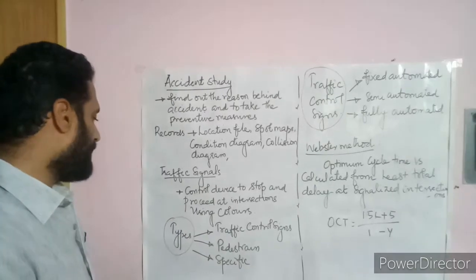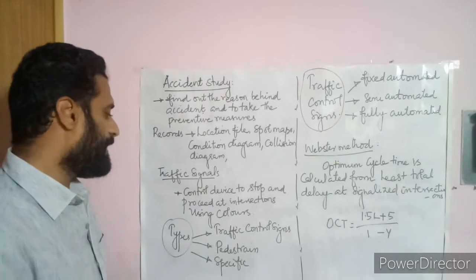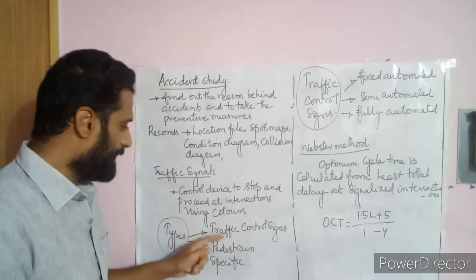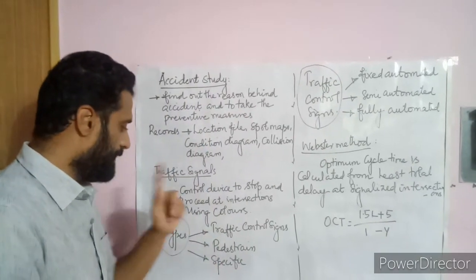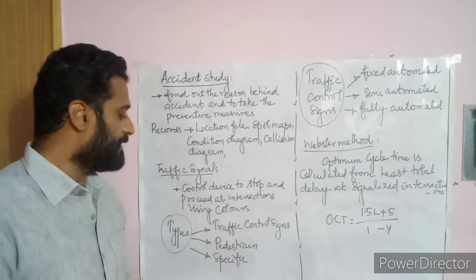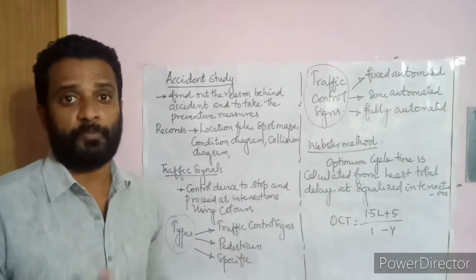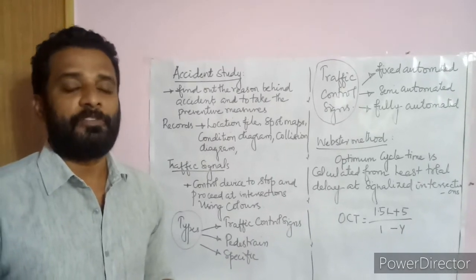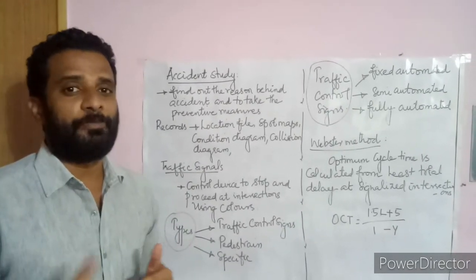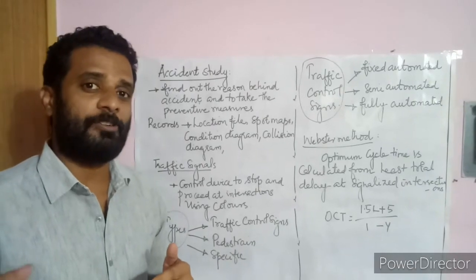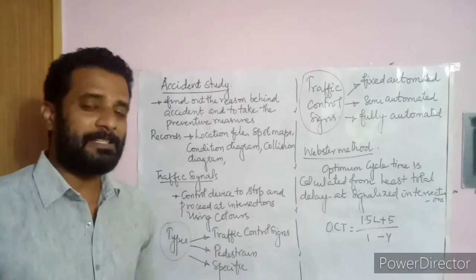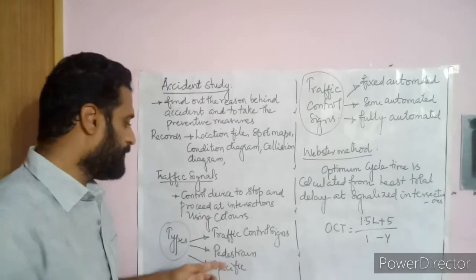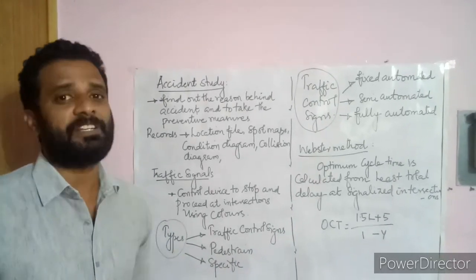What are the types of traffic signals? They are traffic control signs, pedestrian signs, and specific signs. We have a secondary classification of traffic control signs which we'll discuss later. Pedestrian signs are for an individual crossing the road from one side to the other. We need a signal to stop the vehicles for the crossing of pedestrians on the zebra crossings. So we need a signal to stop the traffic, and that's why we use these pedestrian signs.